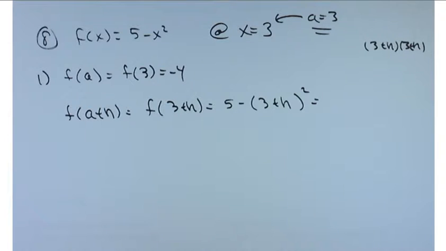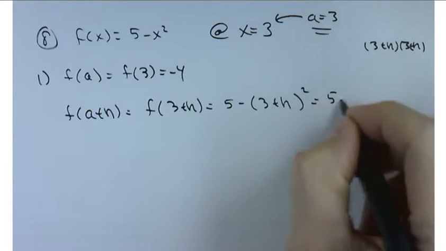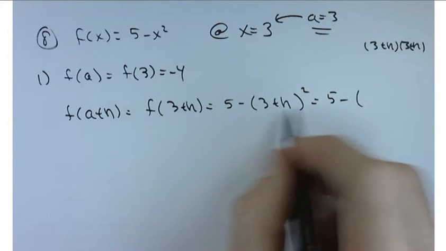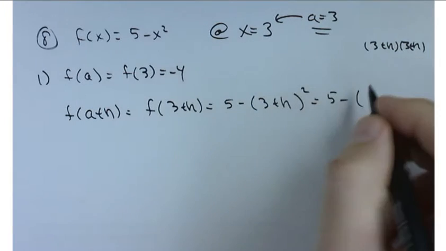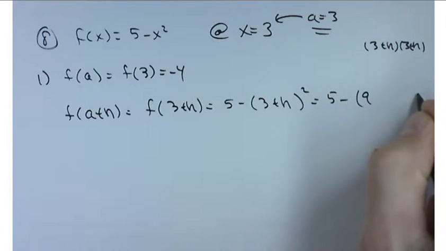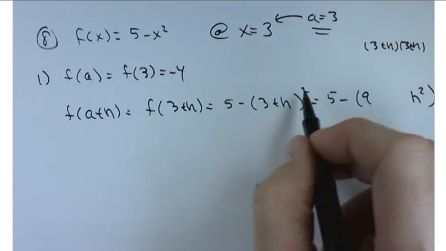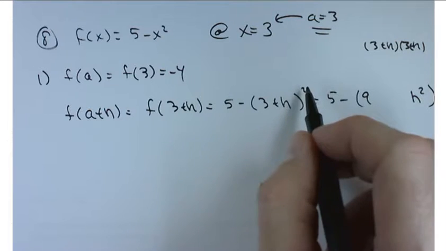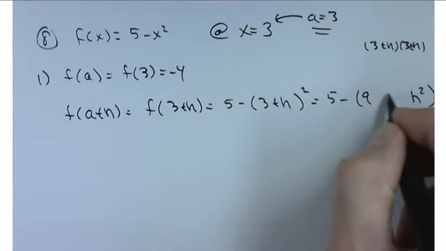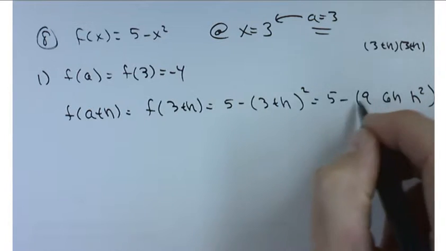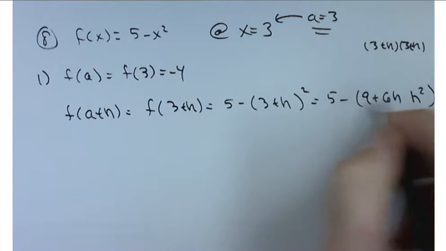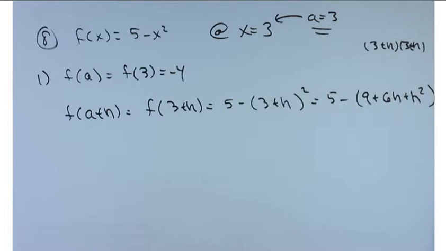I strongly suggest that at this level of math, it's really in your best interest to be able to square these things out in your head. So how do you do that? Well, when you square these things out, everyone gets this part right. They're going to get 3 squared is 9. And then there's this one squared, that's h squared. But the thing that sometimes people leave off is the middle term. What I do is I steal this 2 here. 2 times 3 times h, well, that's 6h. So 3 plus h squared is 9 plus 6h plus h squared.